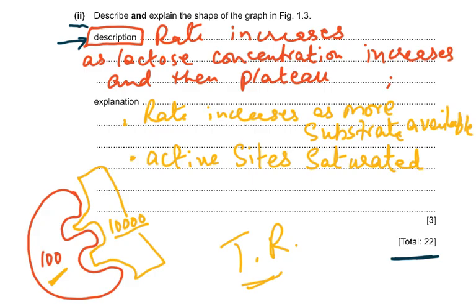So how would you word this? The description is rate increases as lactose concentration increases and then plateaus. And explanation is rate increases as more substrate available. And why does it plateau is because all the active sites are saturated. Yeah, you can say all the active sites are occupied.